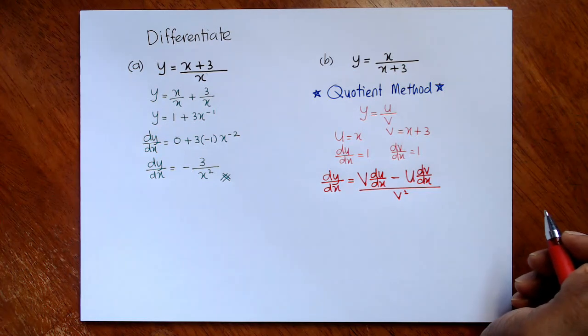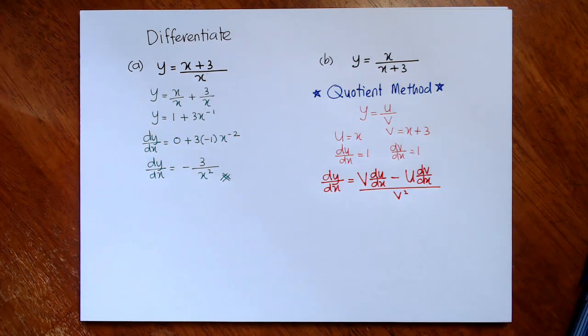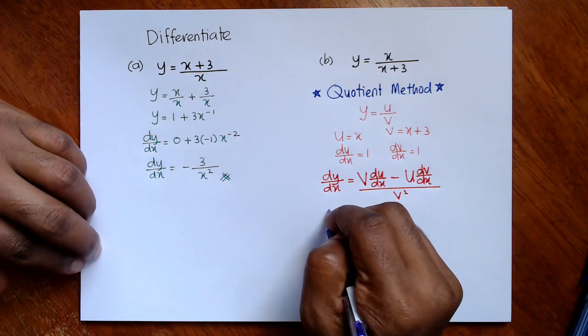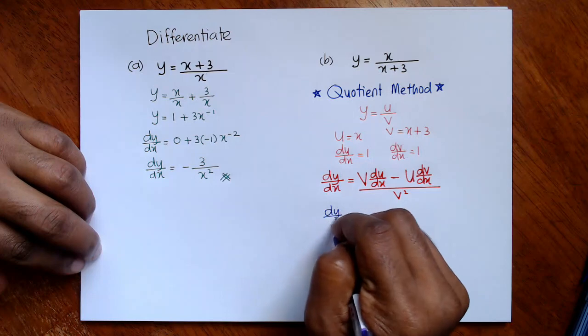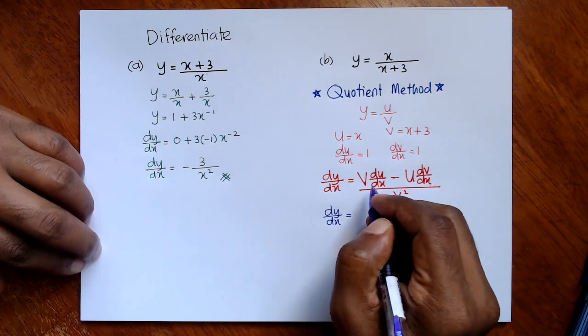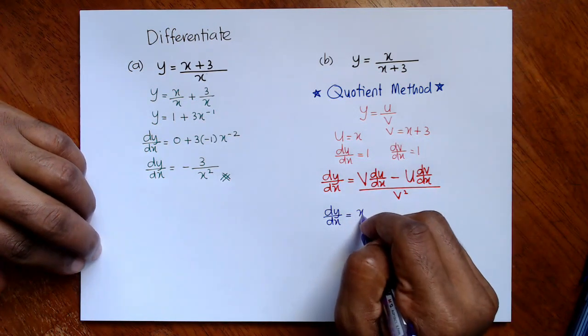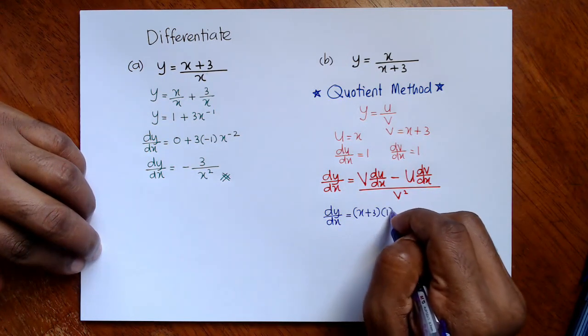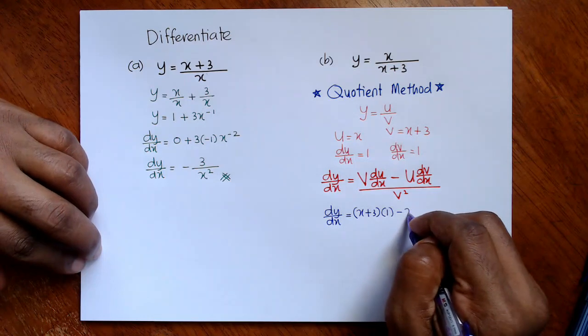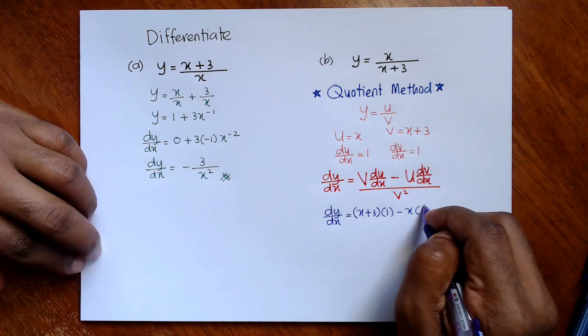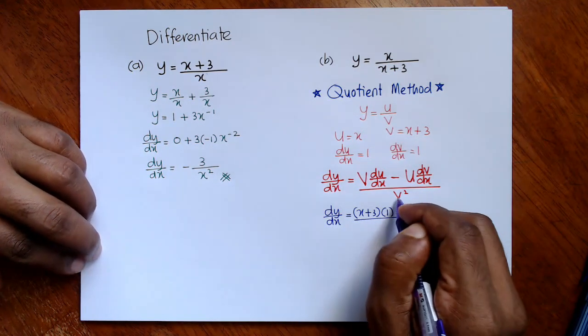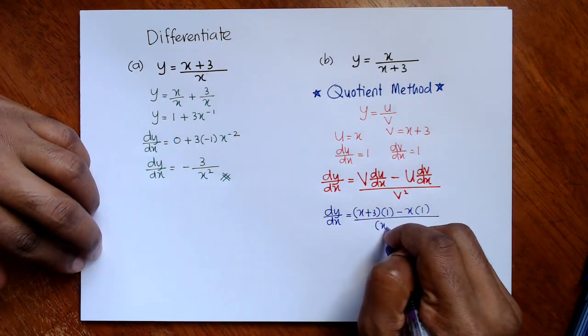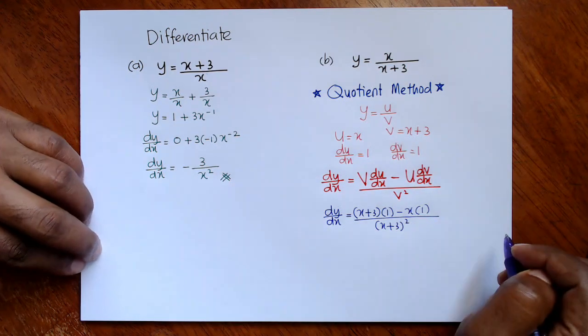It's a little bit more complicated than the product method, but that is the formula for the quotient method. So we put everything inside. dy dx will equal v, which is x plus 3, times du dx, which is 1, minus u, which is x, times dv dx, which is 1, over v square. v square will be x plus 3 square.